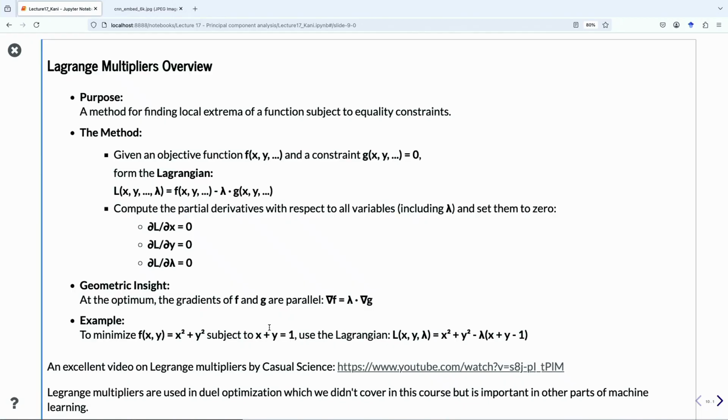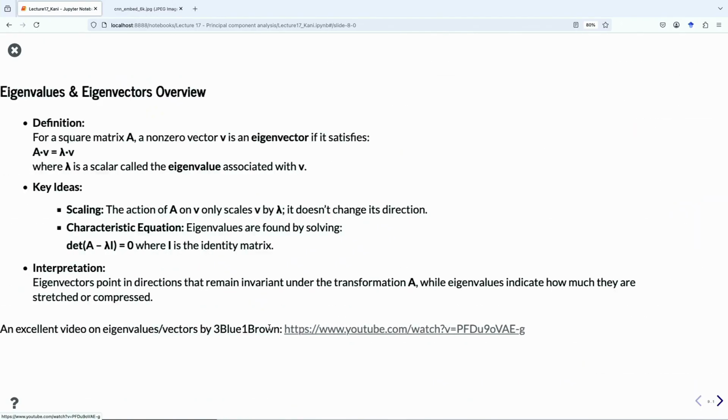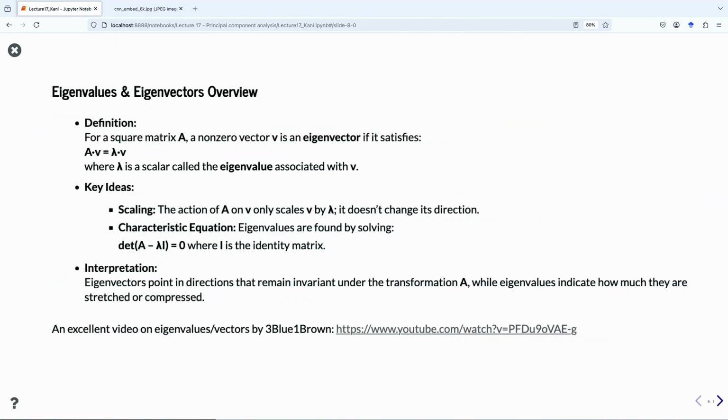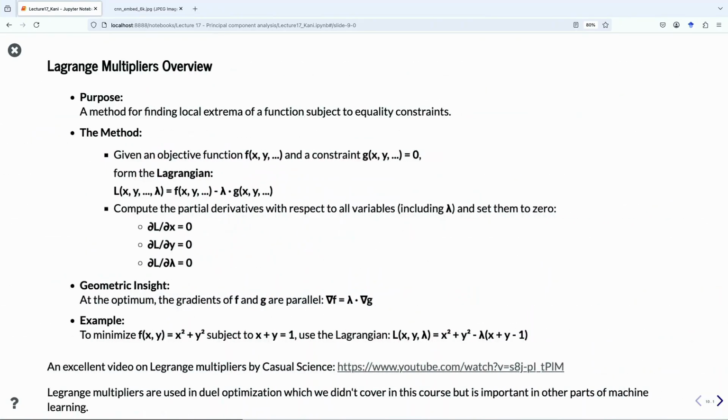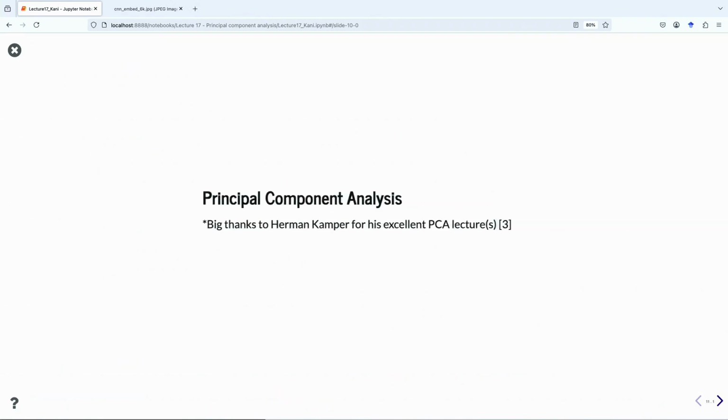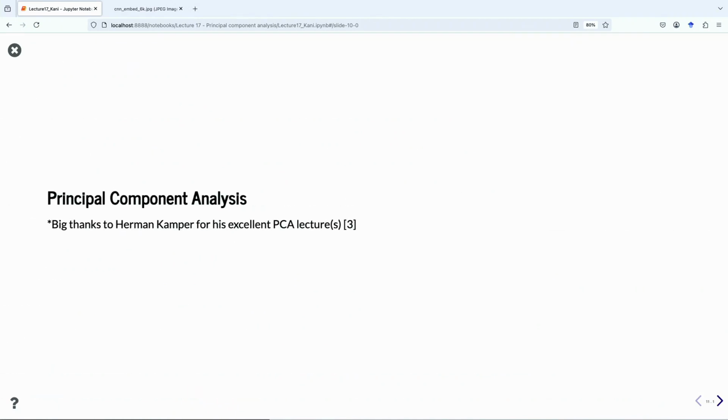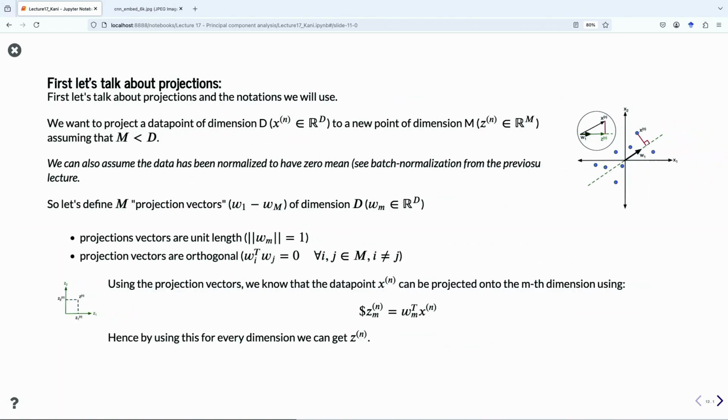Okay, good. So those are the three things that we need to know: matrix calculus, eigenvalues and eigenvectors, and Lagrange multipliers. So let's go and try to derive principal component analysis. Let's talk about projections and the notation we will use. We want to project a data point of dimension d onto a new point of dimension m.